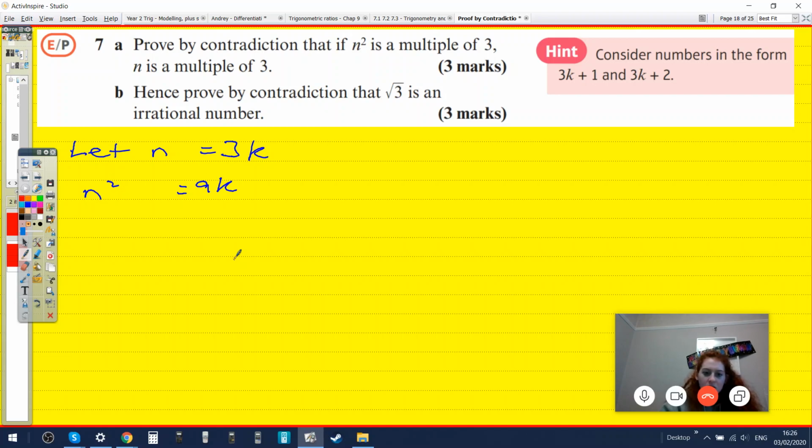Could you say that 9 is a factor of 3? It is. I think if we're proving this by contradiction, then we could do something else. So we could do something like let n. How could you write something that's not a multiple of 3?